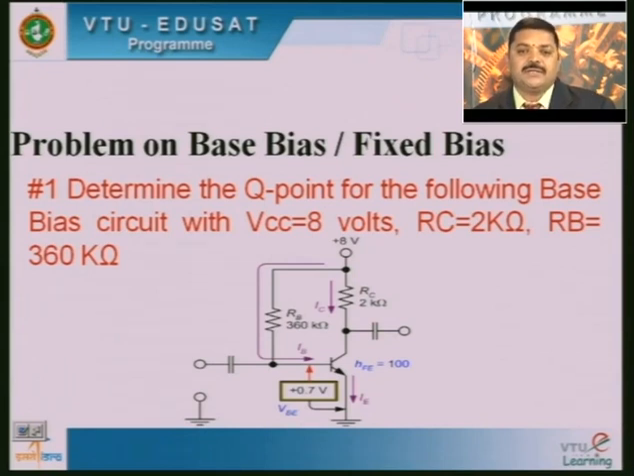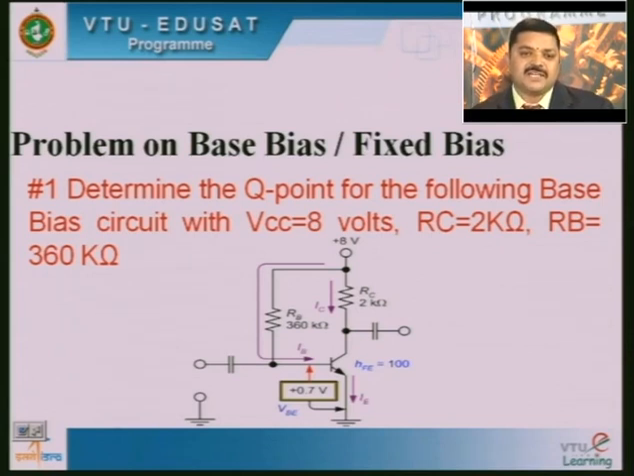As I told you, RB will usually be a very large value. A very large fixed value is used to maintain a very small, constant base current IB. Therefore, we get constant IC and we achieve a constant operating point, which is fixed at the center of the active region. And here they have given VBE equal to plus 0.7 volts.